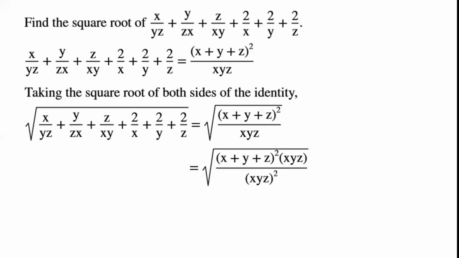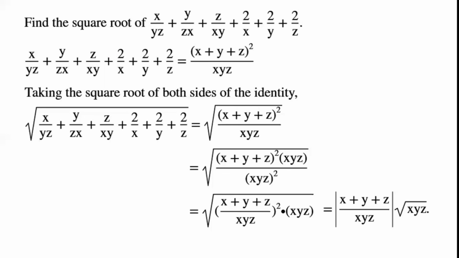xyz all squared, by multiplying the numerator and the denominator by xyz, which can be written as root of x plus y plus z over xyz all squared, times xyz, which is equal to modulus of x plus y plus z over xyz, times root of xyz.